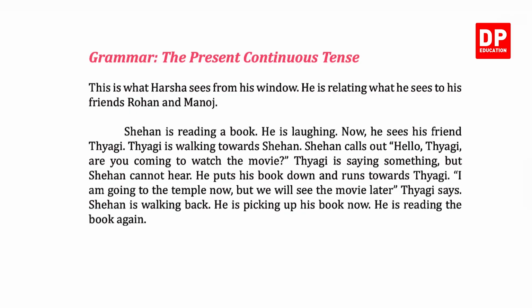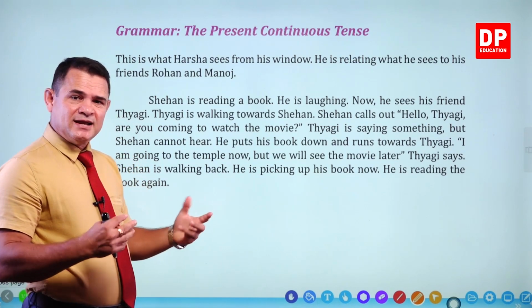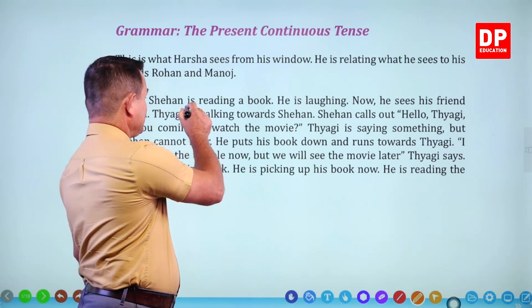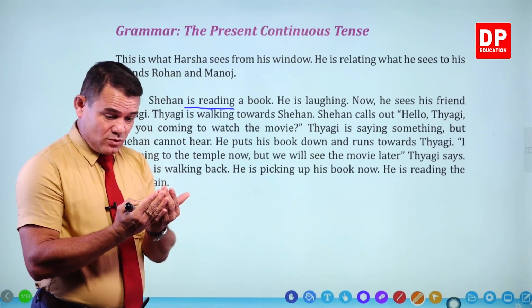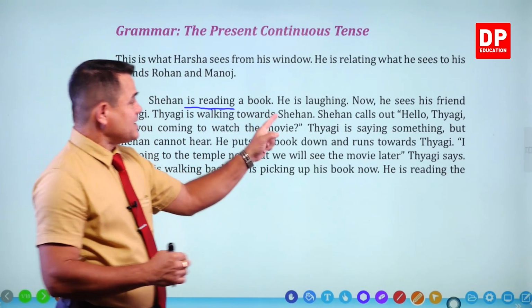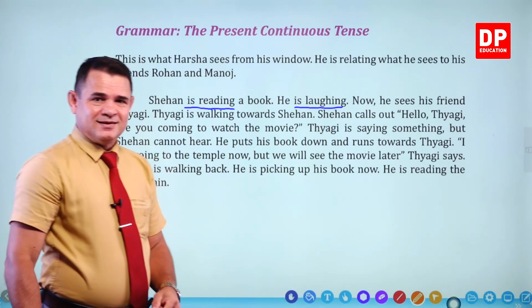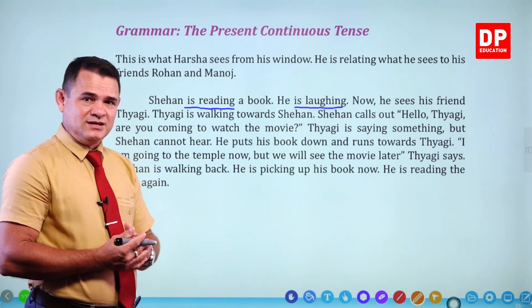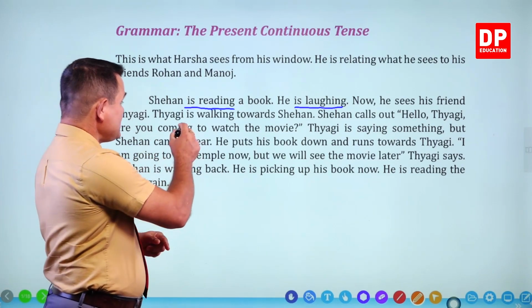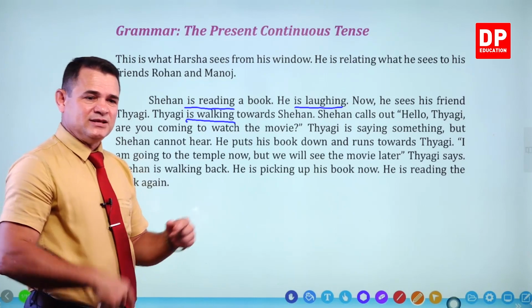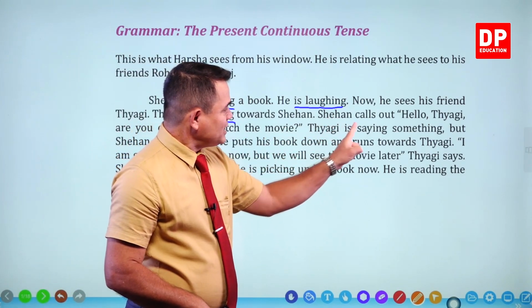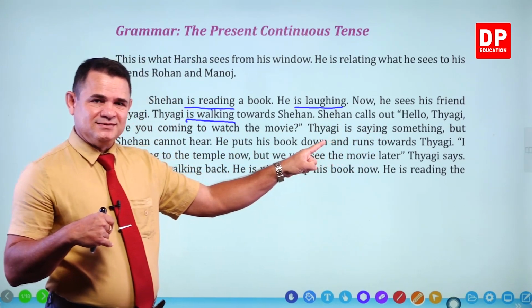Now let's see what those are. Now I think you can see it if you look at the paragraph once again. Let's identify this present continuous tense. Shehan is reading. Right now happening. He is laughing. And he sees, that is simple present tense we learnt in the first unit. And Tyagi is walking. Now happening is walking. Towards Shehan. Shehan calls out, that is simple present tense.